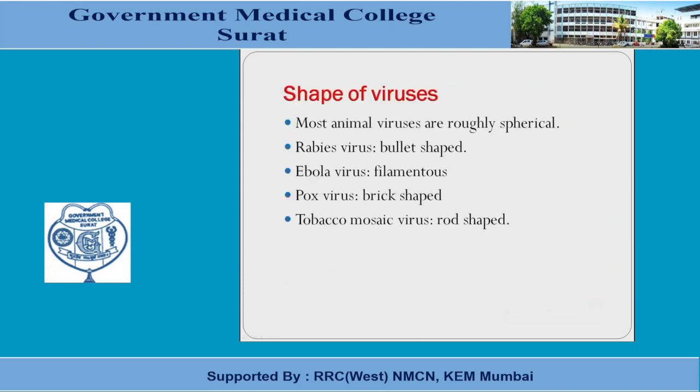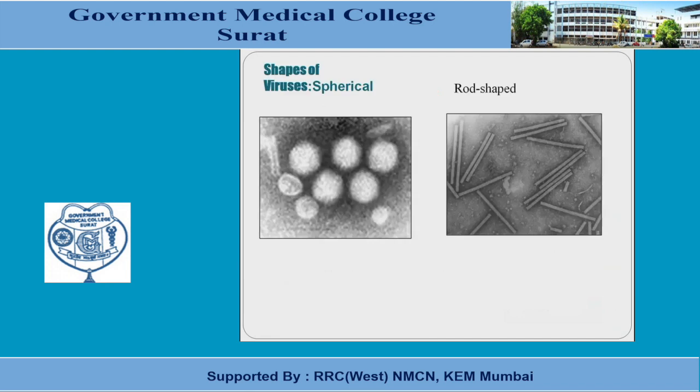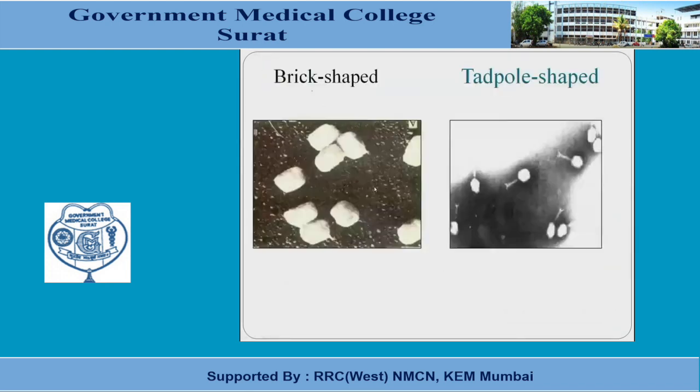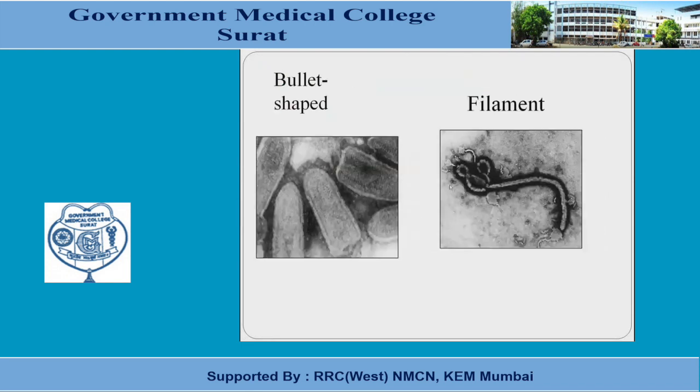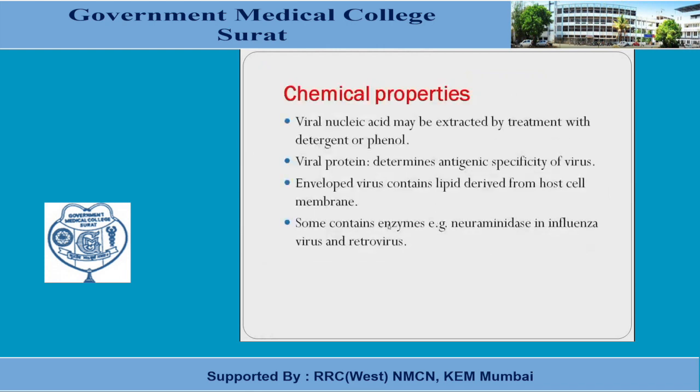So, the shape of viruses: most animal viruses are roughly spherical in shape. Rabies virus, for example, is bullet shaped. Ebola virus is filamentous in shape. Pox virus is brick shaped. Tobacco mosaic virus is rod shaped. So we can see here these are the rod-shaped viruses, right? The spherical virus, brick shape, tadpole shape, bullet shape, right? The filamentous virus. So we can see different types of shapes of viruses.